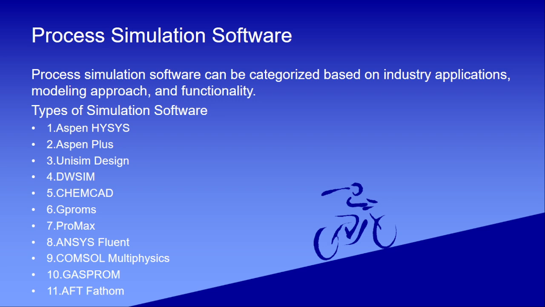We have the Aspen HYSYS, we have the Aspen Plus, we have Unisim Design, we have DWSim, we have ChemCAD, we have GPROM, we have ProMax, we have HYSYS Fluent, we have COMSOL Multiphysics, we have Gazprom, and we have AFT Phantom. All right. So the Aspen HYSYS and Aspen Plus is what we are going to be dealing with in this training. That's what we're going to be dealing with.